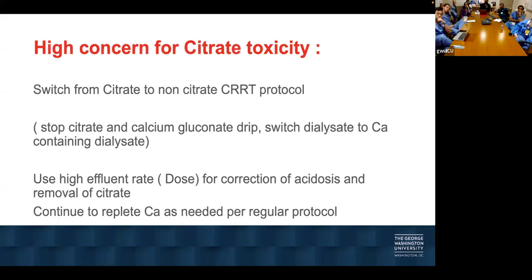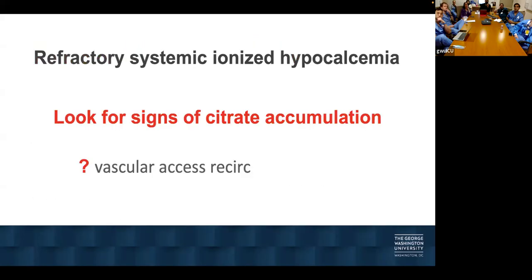If there's a high concern of citrate toxicity, you have to abort the process. So switch from citrate to a non-citrate base. You stop the citrate and calcium gluconate drips and switch to a calcium-containing dialysate. Use a higher effluent rate for clearance of the citrate and also correction of the acidosis. So you do both at the same time. And you obviously need to replete the calcium as you go. If you have refractory systemic ionized hypocalcemia, look for signs of citrate accumulation. This is the message there.